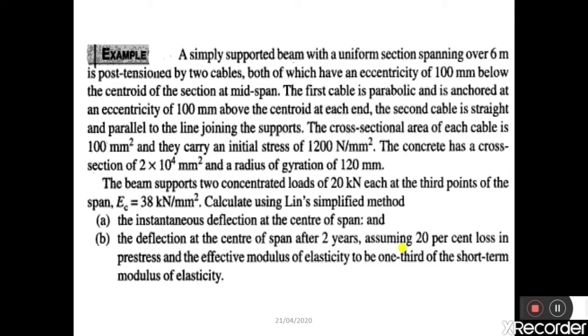So what do we need to calculate? In the first case, we need to calculate the instantaneous deflection at the center of the span, and the second case is the deflection at the center of the span after 2 years. Instantaneous deflection means we are going to calculate the deflection of a beam or a member within a short time, or at the time of construction or at the time of loading. And in the second case, we need to calculate the deflection of the beam after 2 years of construction.